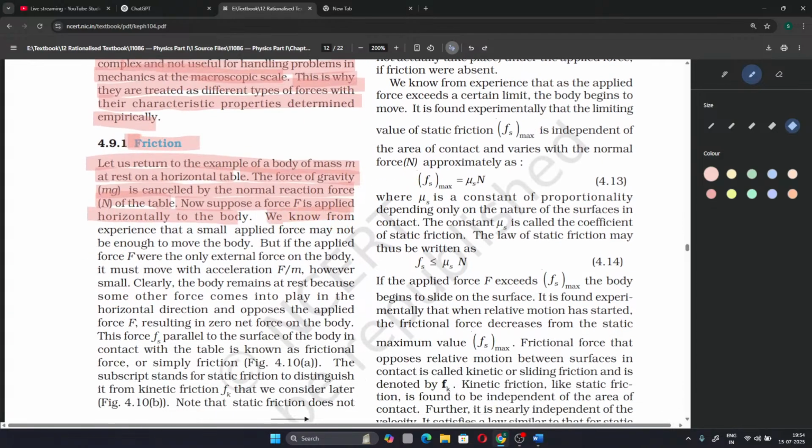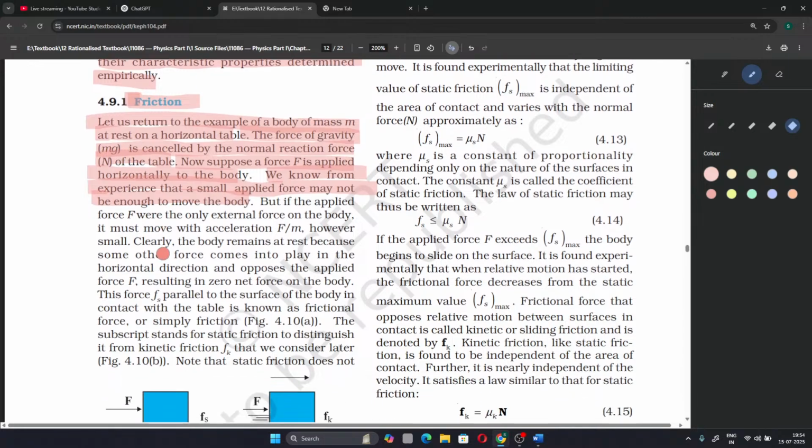We know from experience that a small force applied may not be enough to move the body. Basically, if you think that is not the case, try pushing a resting truck. Don't actually try it, because we know that it is not possible for a human to push a truck. We know from experience that a small applied force may not be enough to move the body.